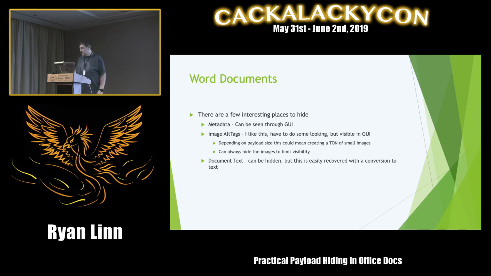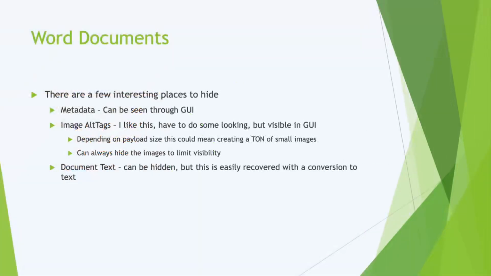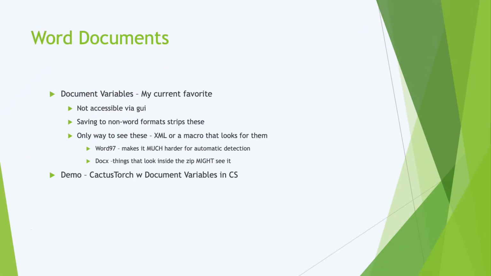So one of the things that I wanted to look at was how do we hide this stuff so that it's a little bit easier. My favorite right now is document variables. For people that may not be familiar, document variables are different than metadata variables. Document variables are there for programmers who want to be able to store some information inside the document. The only place that you can see them is through the macro interface, or if you pull up the raw XML. You can't see it via the GUI at all.